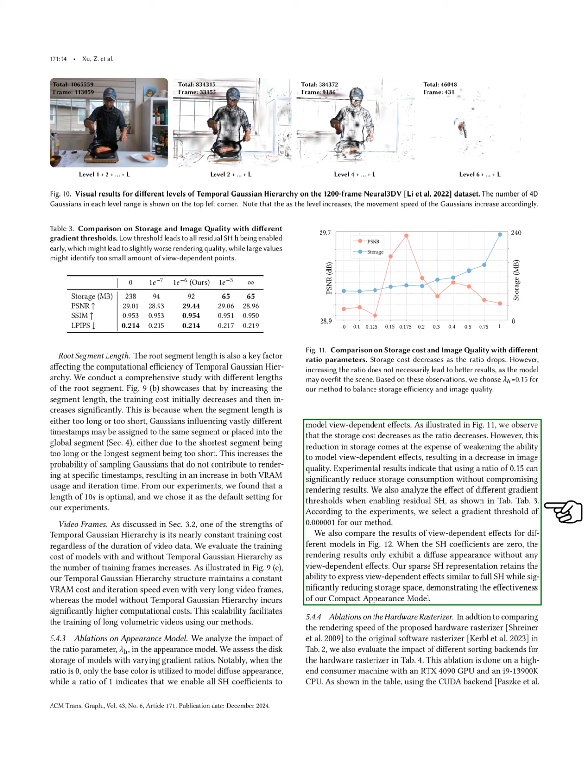Finally, we visualize the distribution of 4D Gaussians across different levels of the Temporal Gaussian Hierarchy and present the rendering results for these levels. Our visualizations reveal that while the segments in the Temporal Gaussian Hierarchy are uniformly divided, the number of 4D Gaussians in each segment varies, resulting in a non-uniform distribution of representational power over time.